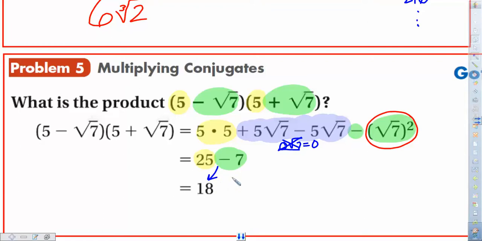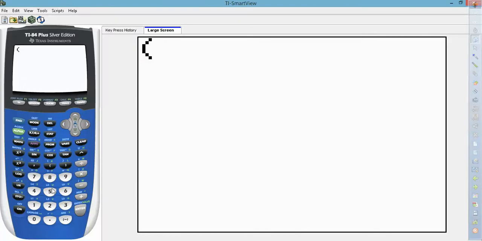Can I show you a cool trick that you can do here to check your work if you're indeed working with conjugates? Grab your graphing calculators. So we have 5 minus the square root of 7.